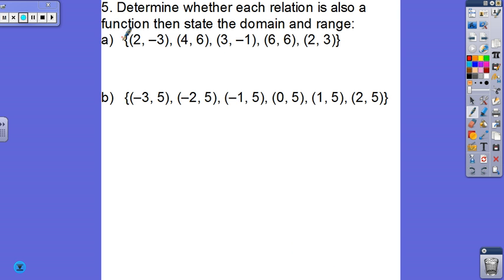Alright, same thing, I can go through and determine whether or not it's a function. I'm not going to state the domain and range for these because these should be fairly straightforward. All of my x values make up my domain, and then going back, all of my y values make up my range. But in this case, 2 is paired with -3 and 2 is paired with +3. So this is not a function, but it is a relation. And this one, if you look at the x values, this one is a function.